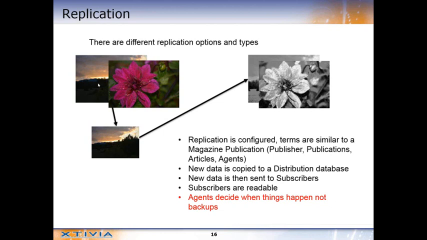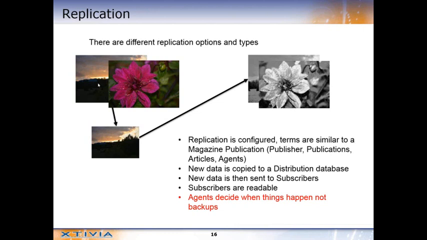The distribution database, almost look at it like the post office. So if People Magazine is the publication, producing articles on movie reviews, that's the articles or your tables, those need to go to the post office before they can get sent out to all the subscribers. If you're a subscriber to People Magazine, your agent, the mailman, is going to pick up your magazine at the post office and deliver it to your door.